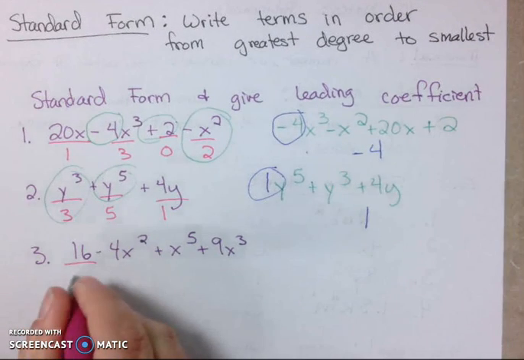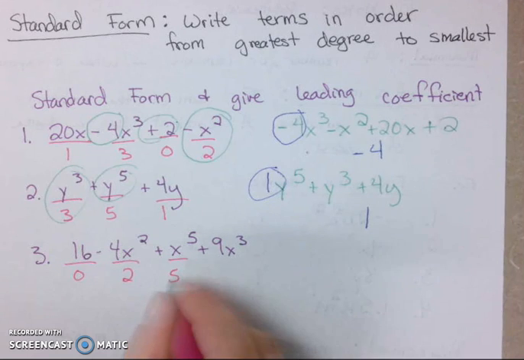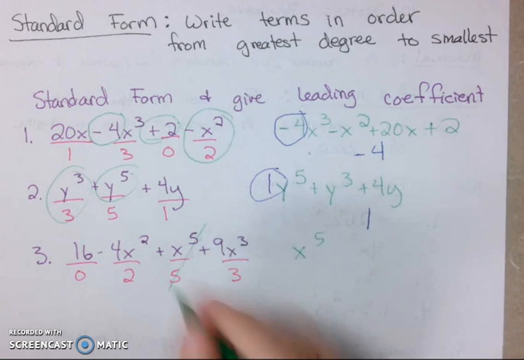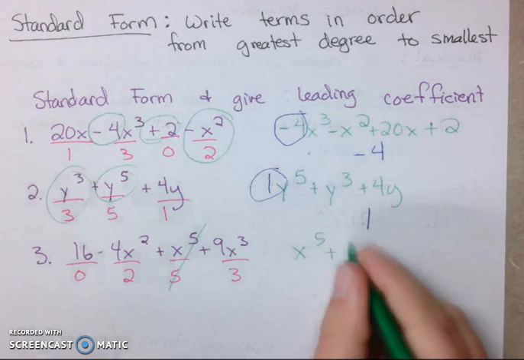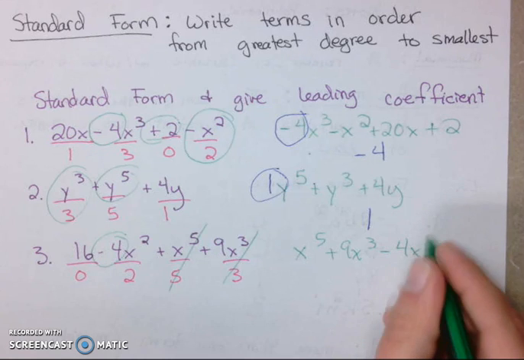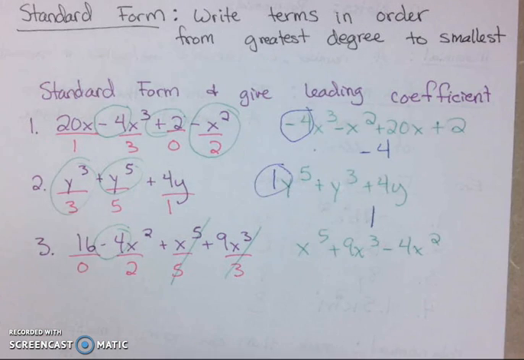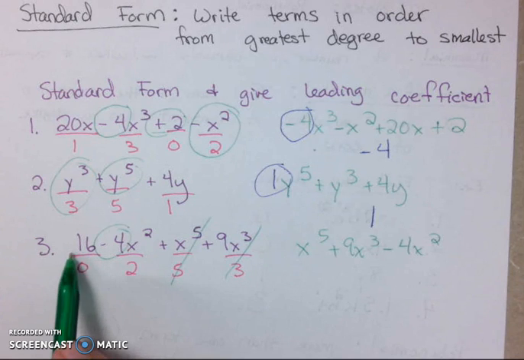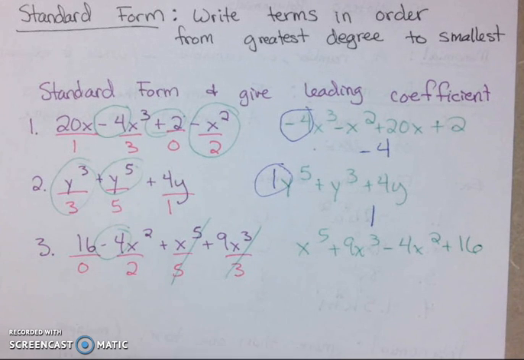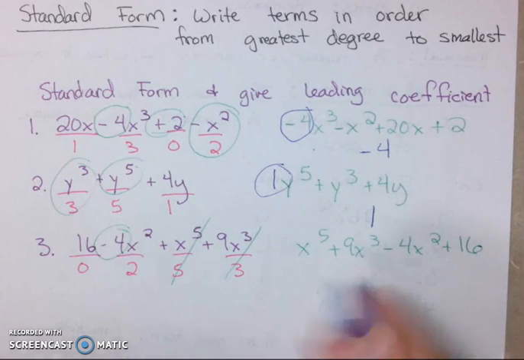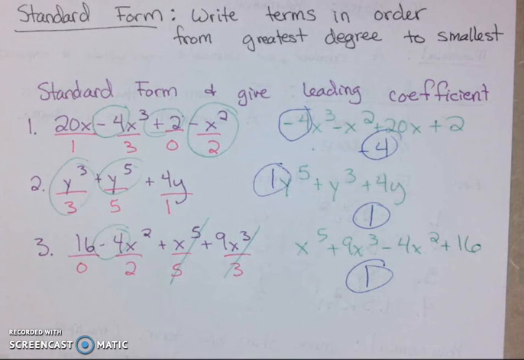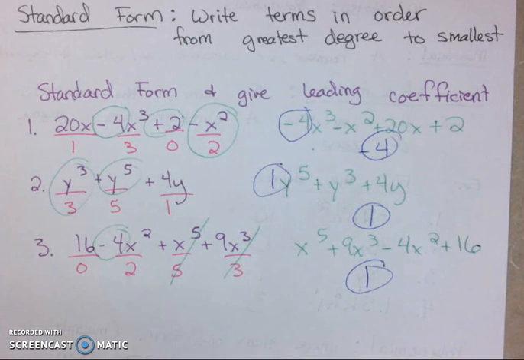And our last example has a degree of 0, 2, 5, 3. So 5 is first, x to the 5th. And then comes the 3, so plus 9x to the third. And then the 2. Remember that negative goes with it, minus 4x squared. And the last here is the 16, so you put a plus 16 if there's not a sign. It's a positive 16, so we add the 16 there. So your leading coefficient, nothing in front of it, is really just the number 1. Those are your leading coefficients. Those are in standard form. And there are your notes on how polynomials and monomials work.